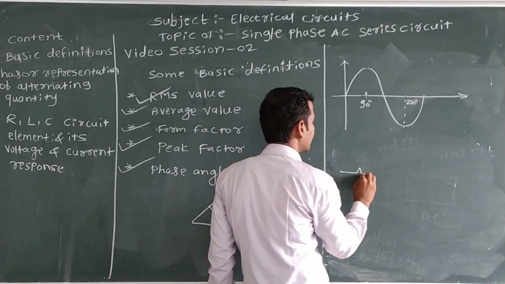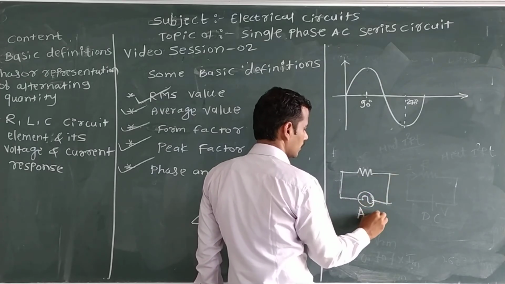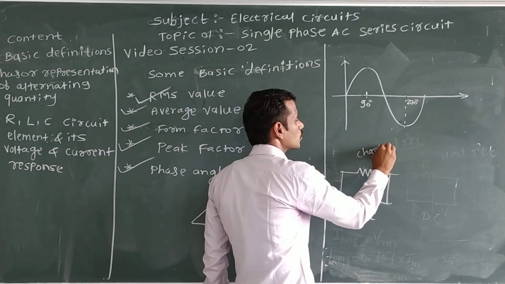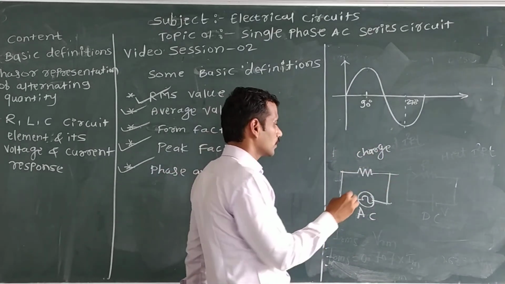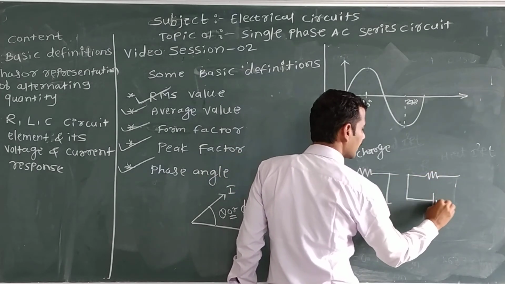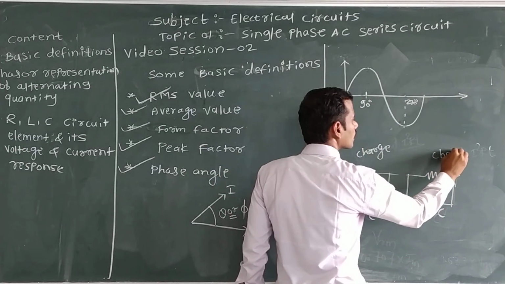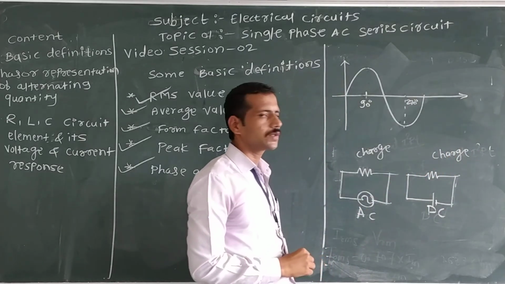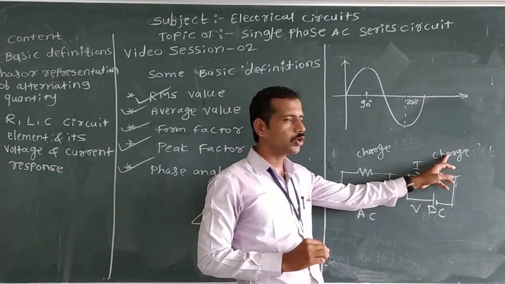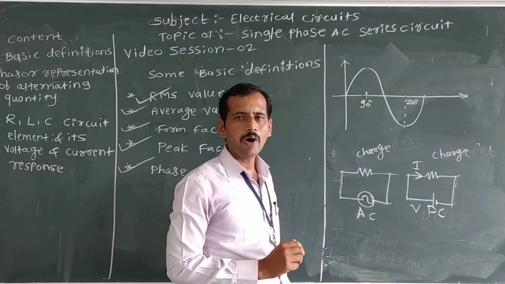Again we take the same resistor and give AC supply, so charge will be transferred. The same amount of charge I want to transfer, so I take the same device and give DC supply. Whatever the current or voltage required to transfer the same amount of charge as by the AC quantity, that is known as average value.